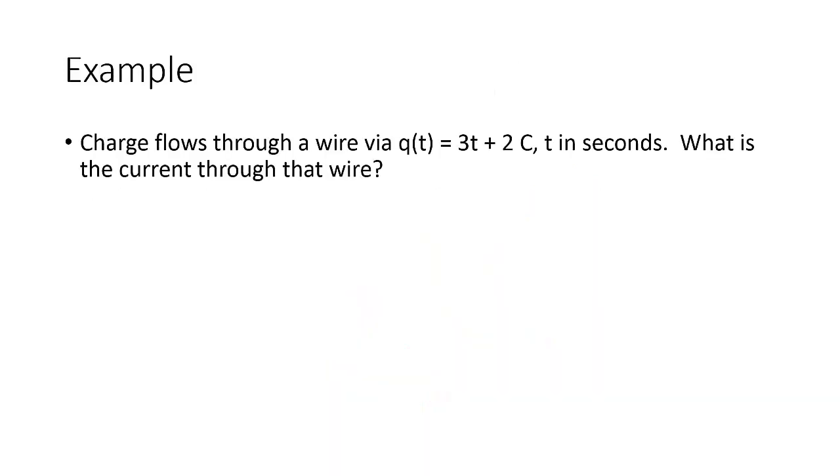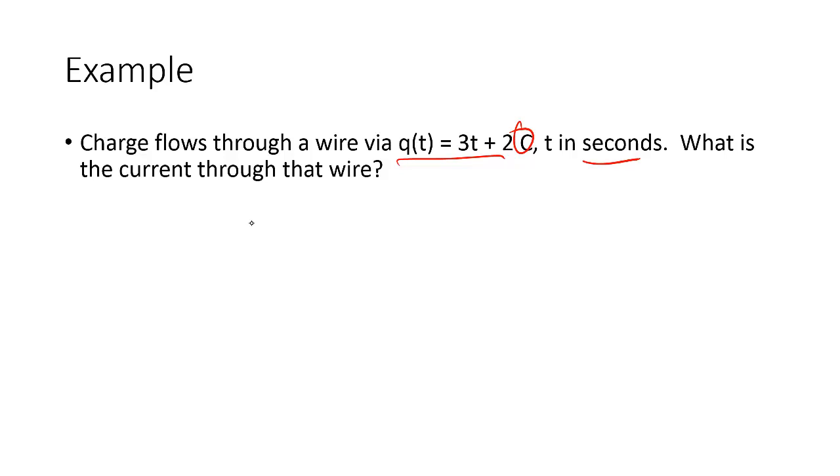Let's do an example. Let's say that charge is flowing through a wire via this function. So Q of t equals 3t plus 2 coulombs, where t is in seconds. So we always need to make sure that we're clear on our units. Coulomb is our unit of charge, and t is in seconds, which means that we can directly apply that equation. What is the current through that wire?